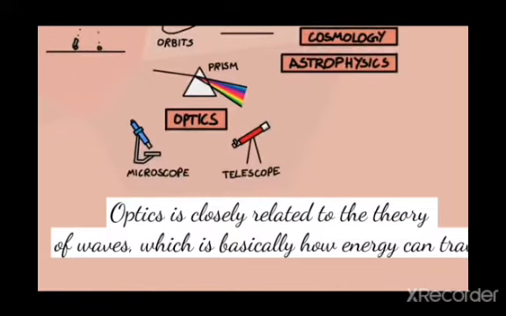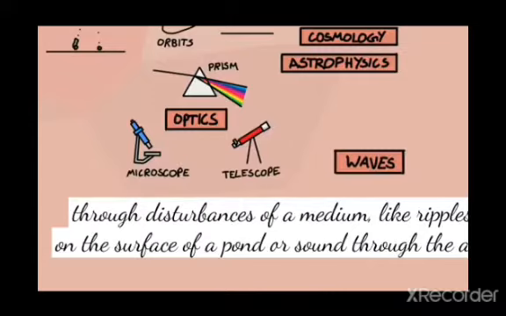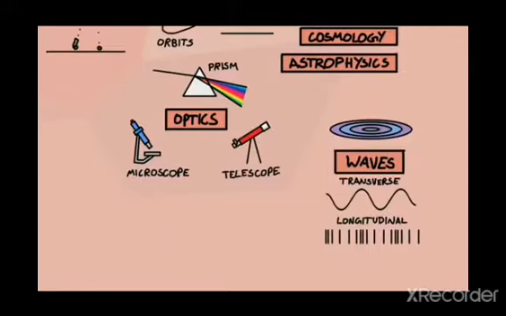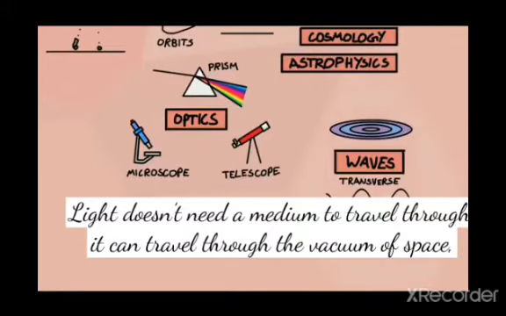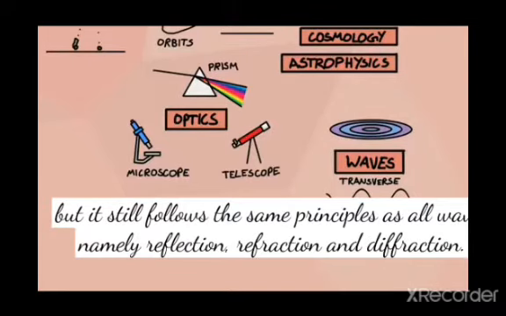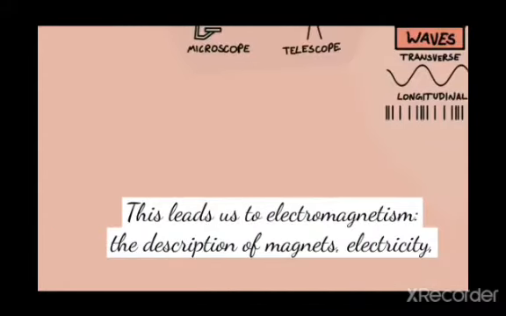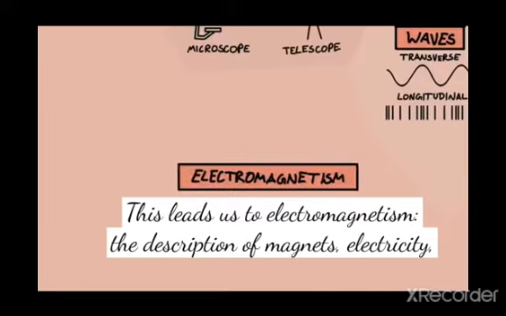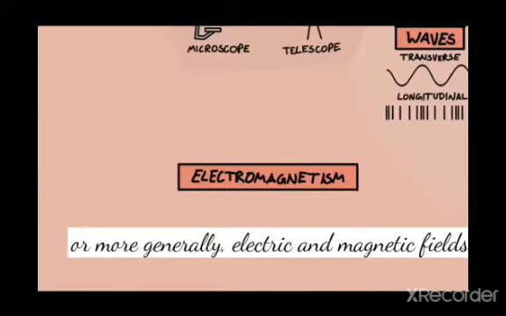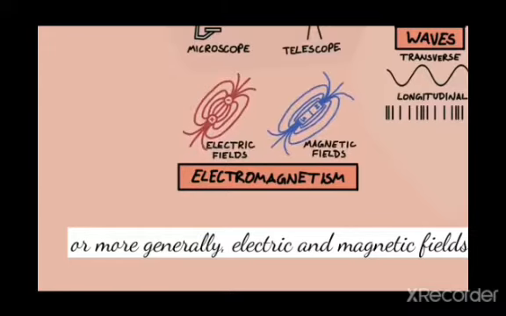Optics is closely related to the theory of waves, which is basically how energy can travel through disturbances of a medium, like ripples on the surface of a pond or sound through the air. Light doesn't need a medium to travel through. It can travel through the vacuum of space, but it still follows the same principles as all waves, namely reflection, refraction, and diffraction. This leads us to electromagnetism, the description of magnets, electricity, or more generally, electric and magnetic fields.